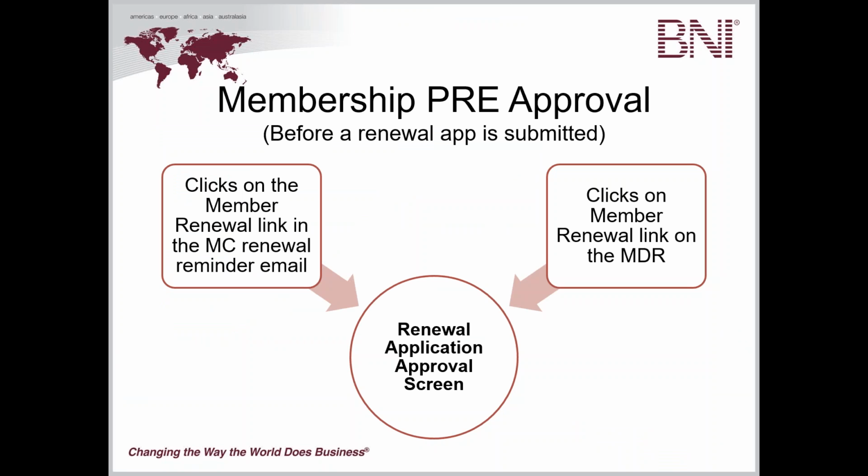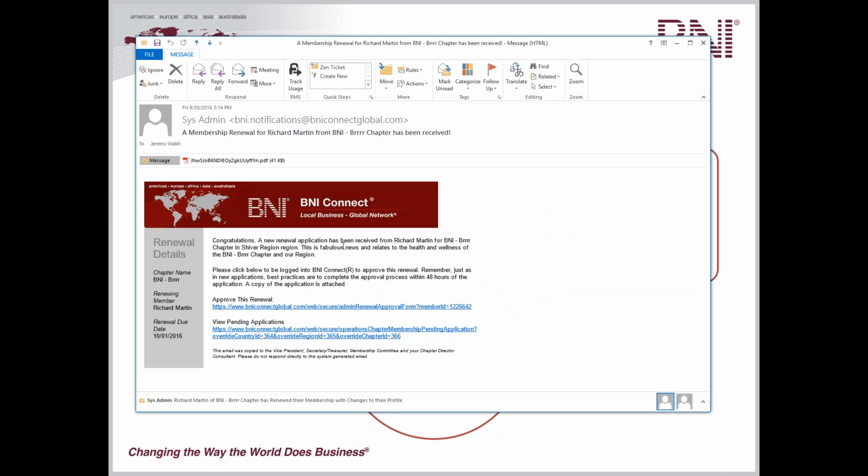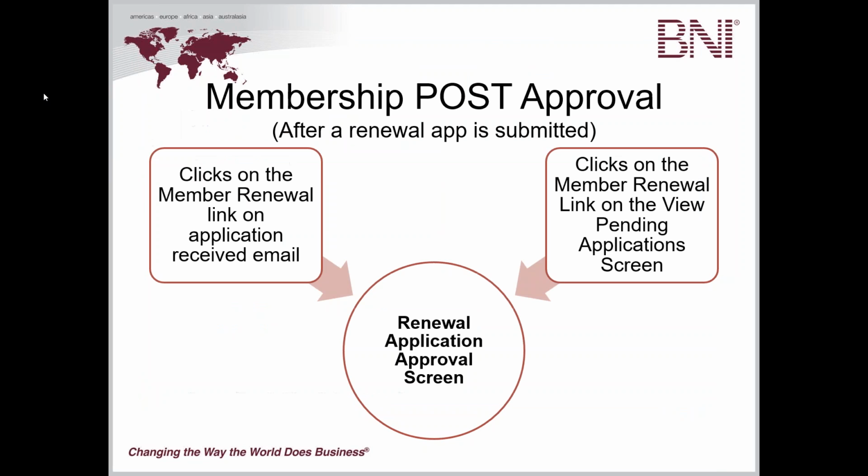And then the second thing that we can do, if we don't have pre-approvals or if the person beat us to the punch and submitted an application, is a post-approval. In other words, the member has already submitted their renewal. And there are also 2 opportunities to get this done. The first of which is to click on the member renewal link. So the email, like I showed you before, says congratulations, a renewal has been received for Ricky Martin. Would you like to go and approve this renewal? And if you click this approve button, it will take you to the approval screen. Or you can go to the pending applications as well.